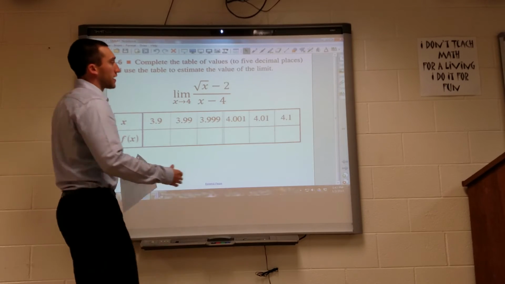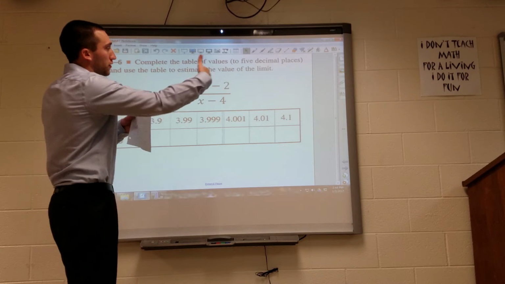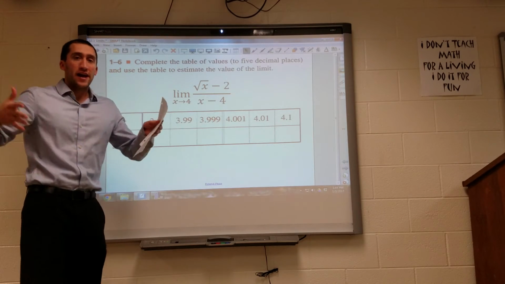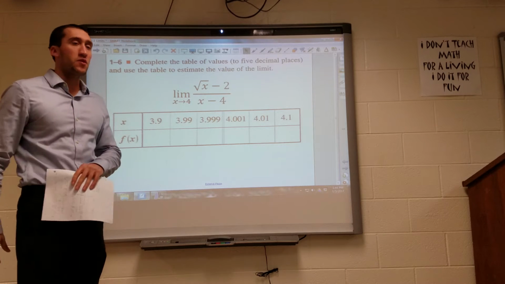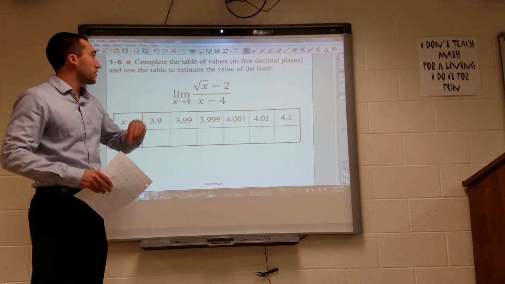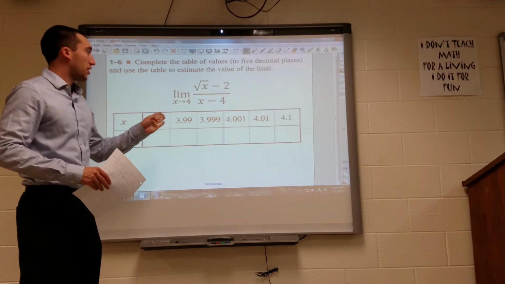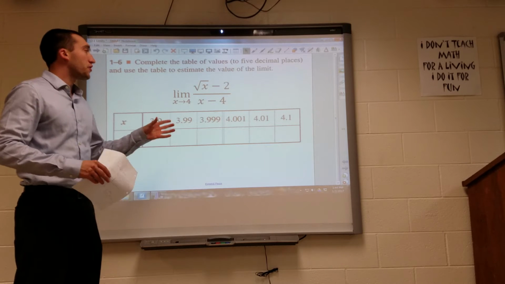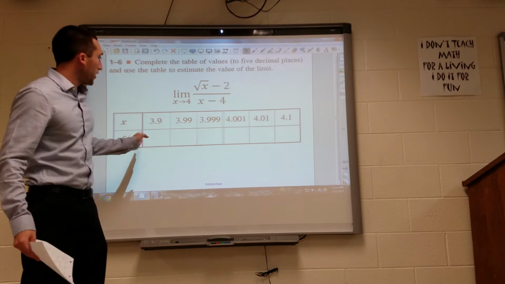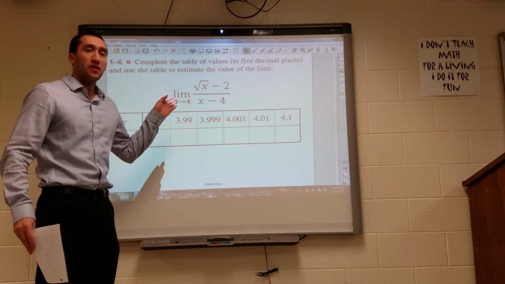So what I've done here is I'm taking numbers very close to 4 that are a little bit bigger, and numbers very close to 4 that are a little bit smaller, and I'm going to see what those numbers seem to be converging to. So I'll go ahead and just plug these different values in for x. I'll plug a couple in so you can see exactly what I'm doing, and then I'll just fill in the rest. And then you'll see that as I get closer and closer to 4, my y values are approaching a number. We call that the limit.